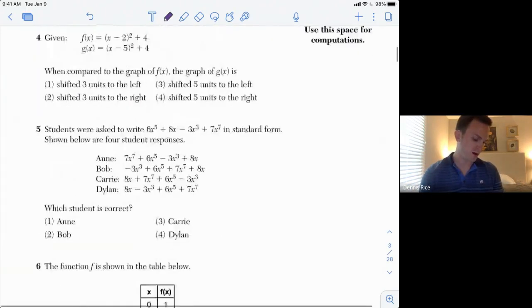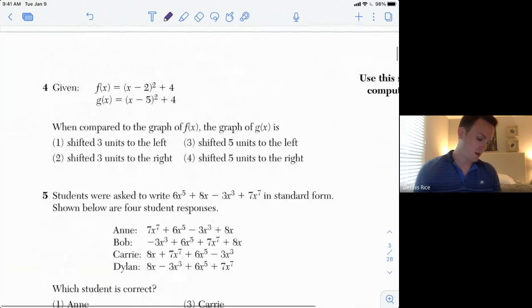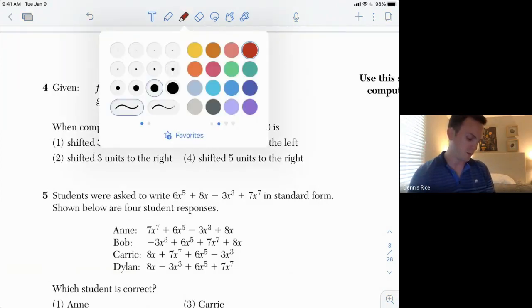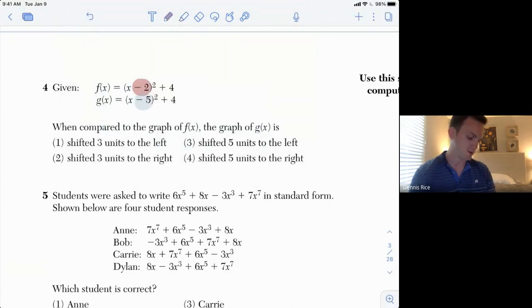For number 4, transformation question. How would you compare the graph of g of x to f of x? So what changed? The only thing that changed was -2 became -5. So how would those two graphs compare to one another? So g of x would be 3 more to the right, choice 2.